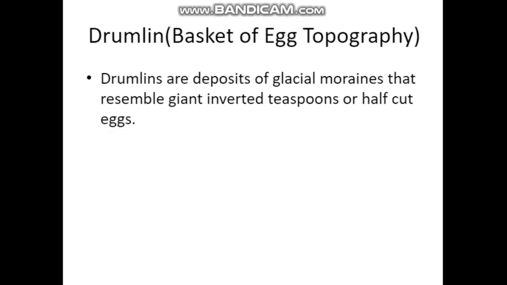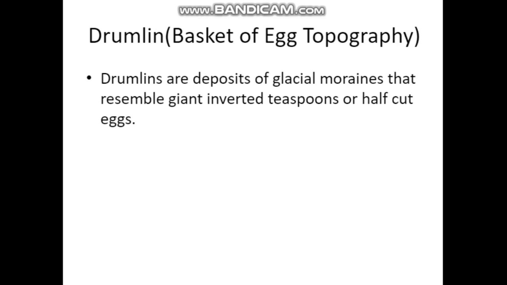Next one is the drumlin. Drum you all know, it will be like a basket, isn't it? So it is also called as basket of egg topography. What is another name for drumlin, students? Please listen. Drumlin is also called as basket of egg topography. Drumlins are deposit of glacial moraines that resemble giant inverted teaspoons or half-cut egg. How it will be means it is like a half-cut egg. Giant inverted teaspoon. Giant means what? Big size inverted teaspoon. Teaspoon or spoon you are inverted, and if you keep means how it will be? It will be like that.